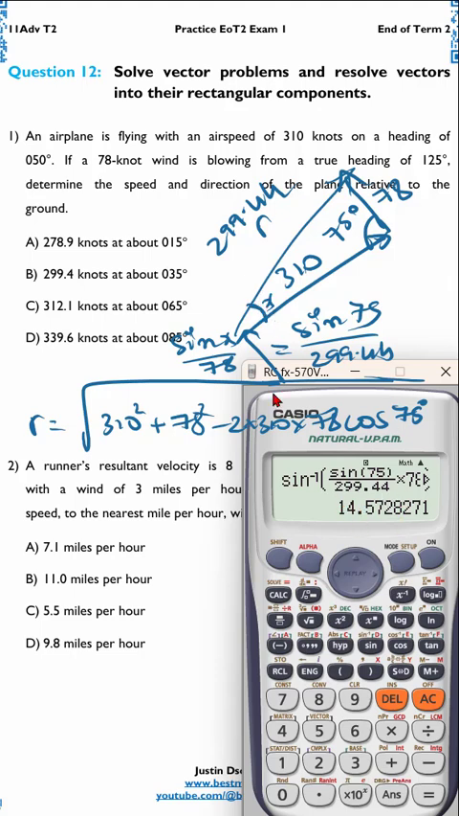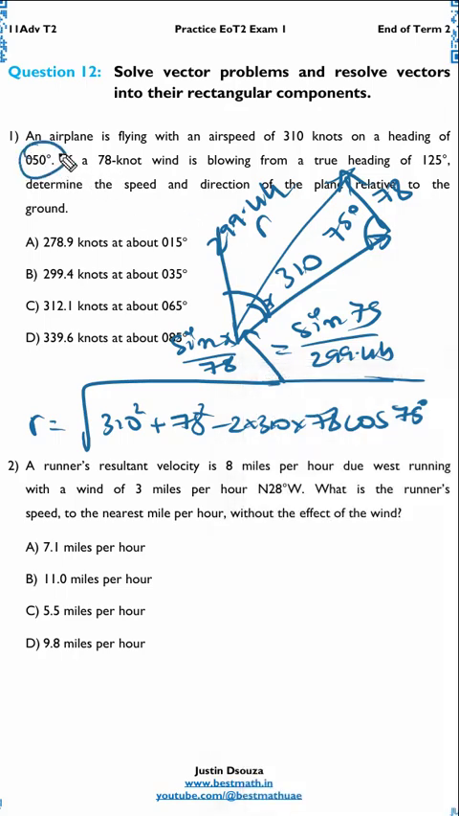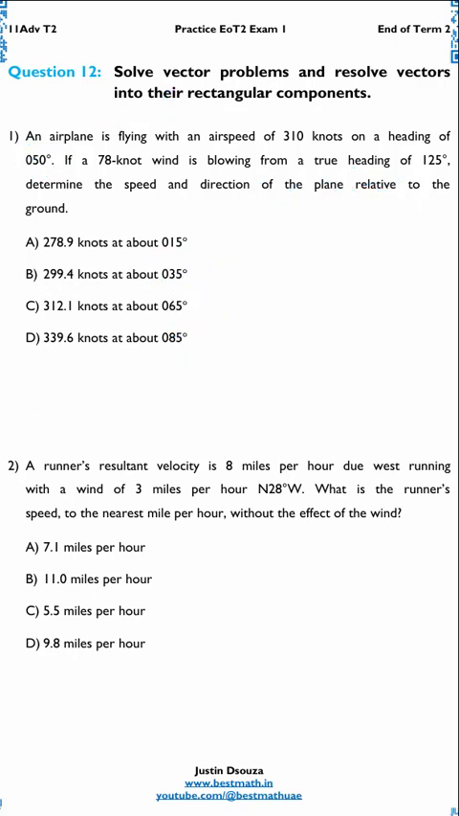Let me round it off because I can see it's all whole numbers. Let's take it as 15. So basically this is 15 degrees, but we know from north till over here it's 50 degrees, right? So it is 50 degrees minus 15, that's 35 degrees. This is the correct answer itself. It should be 35 and 299.4. Let's try the next one.